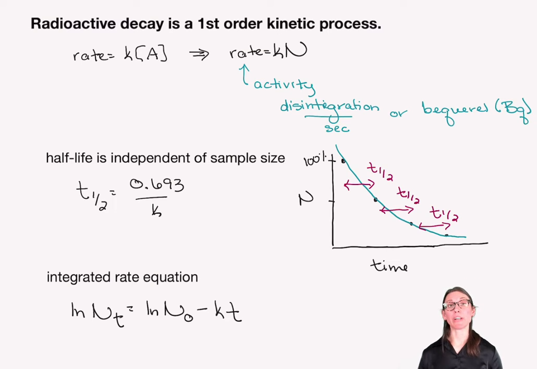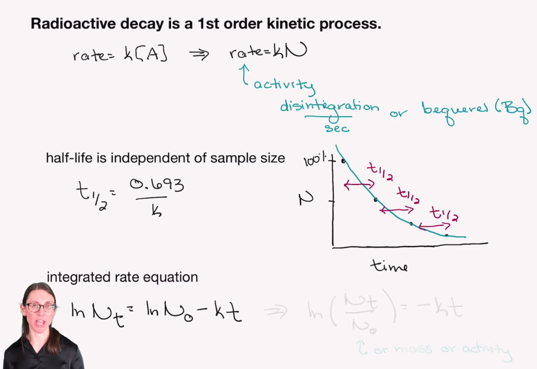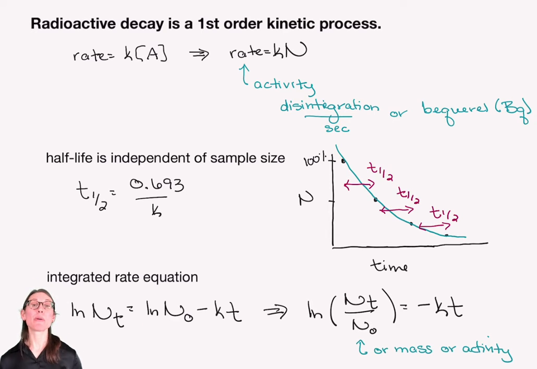And this can be rearranged using log rules into a ratio form, where the natural log of the ratio of the number of particles at time t over the initial time is equal to minus kt. And this last one's going to be helpful when we're working with our radioactive decay processes. As both the mass of a particular radioisotope and its activity, the number of disintegrations per second, is proportional to the number of the radioactive nuclei present in a sample, we can substitute either mass or activity values for N when we're using this equation.